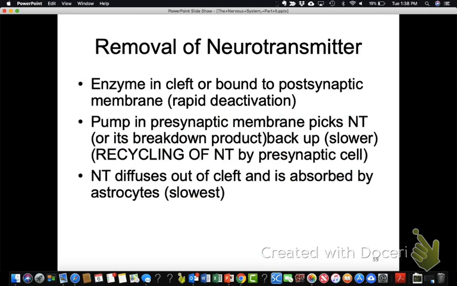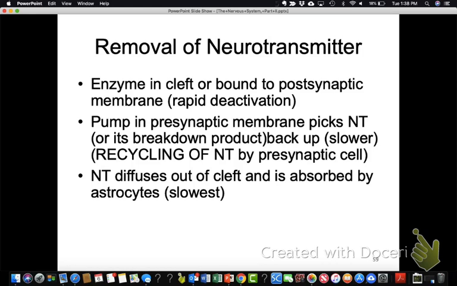Okay, we also have to be able to get rid of neurotransmitters. So there are three ways to do this. We can rapidly deactivate it with enzymes that are available all the time. We did this with acetylcholine. We had the enzyme acetylcholinesterase in the synapse just sitting there waiting for acetylcholine so that its effect is very short-lived. Our second choice is to pump it back into the presynaptic cell that secreted it.